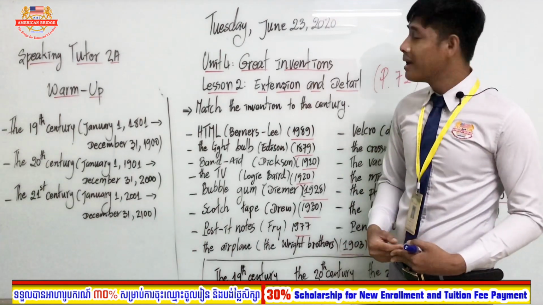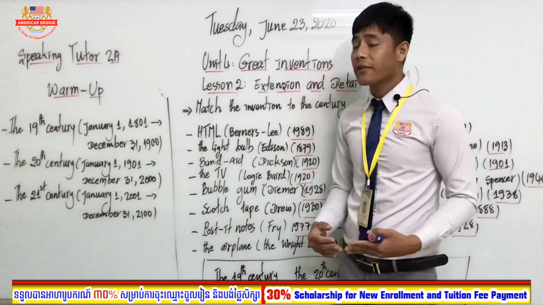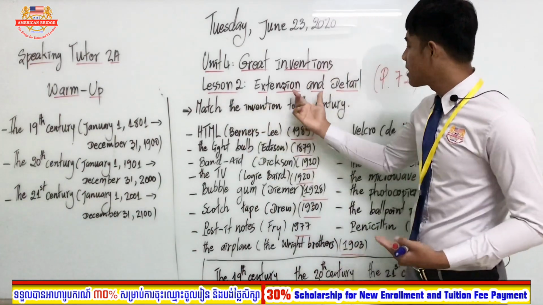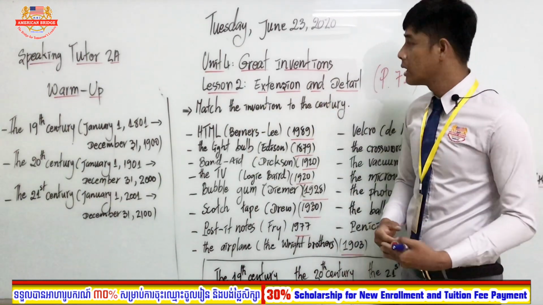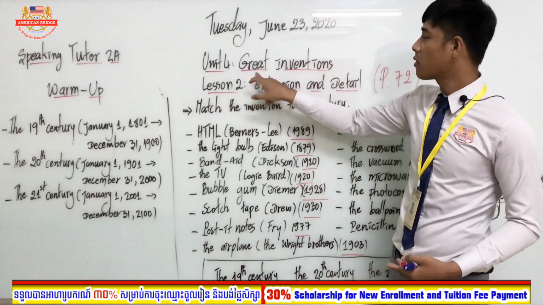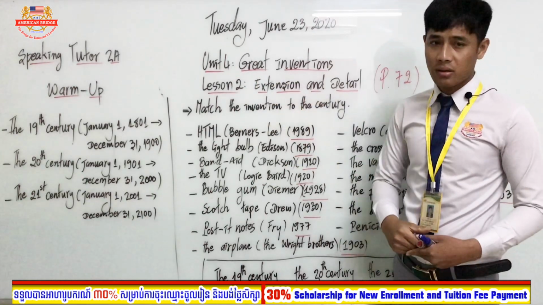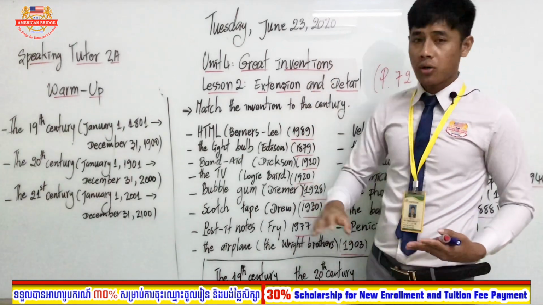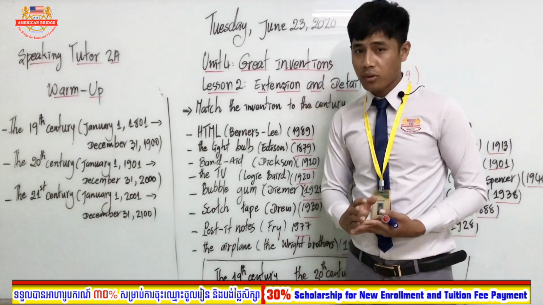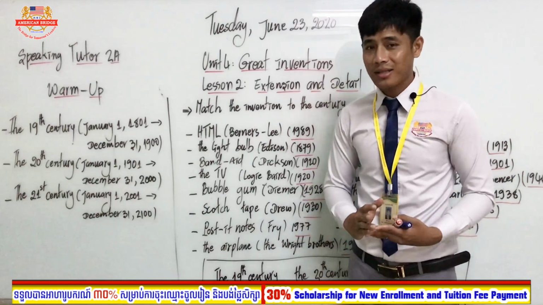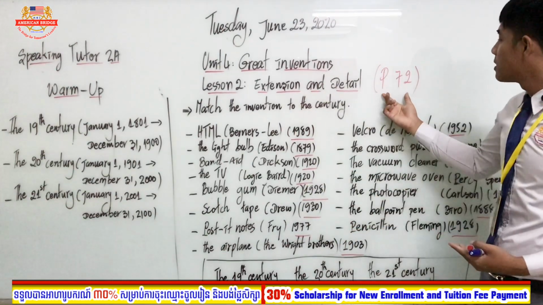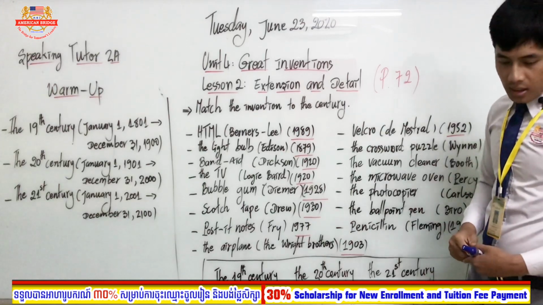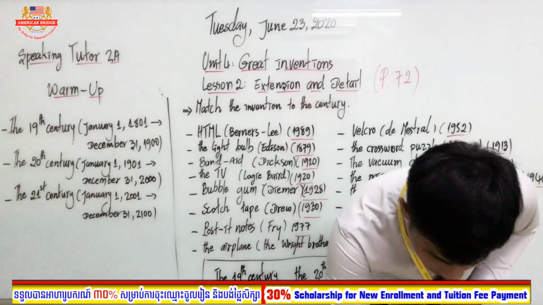Tuesday again, everyone. For today's lesson, we are going to learn a new lesson, Lesson 2, extensions and details. We're still in Unit 4, Great Inventions. If you're not sure where the topic is, you can open your book to page 72. Then you will see. We are in the warm-up.